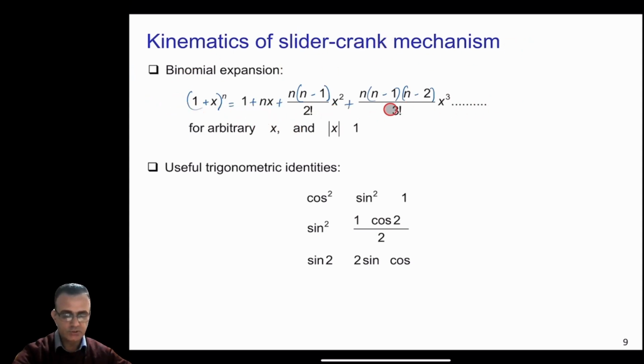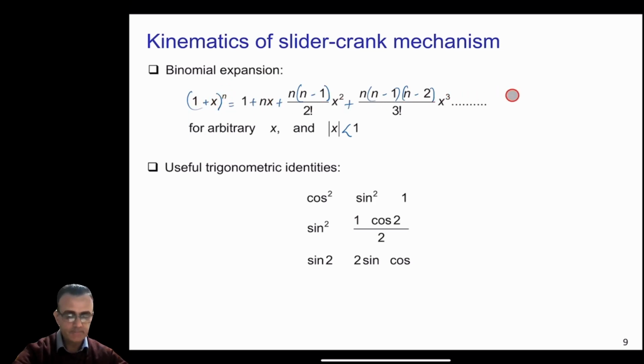This is just to revise the binomial expression, and I'm sure that you may have seen this before. So it is (1 + x)^n, and in this case x can be anything, but the condition is that the magnitude of x is less than 1. So if you have this type of equation, (1 + x)^n, then you can write it in this way.